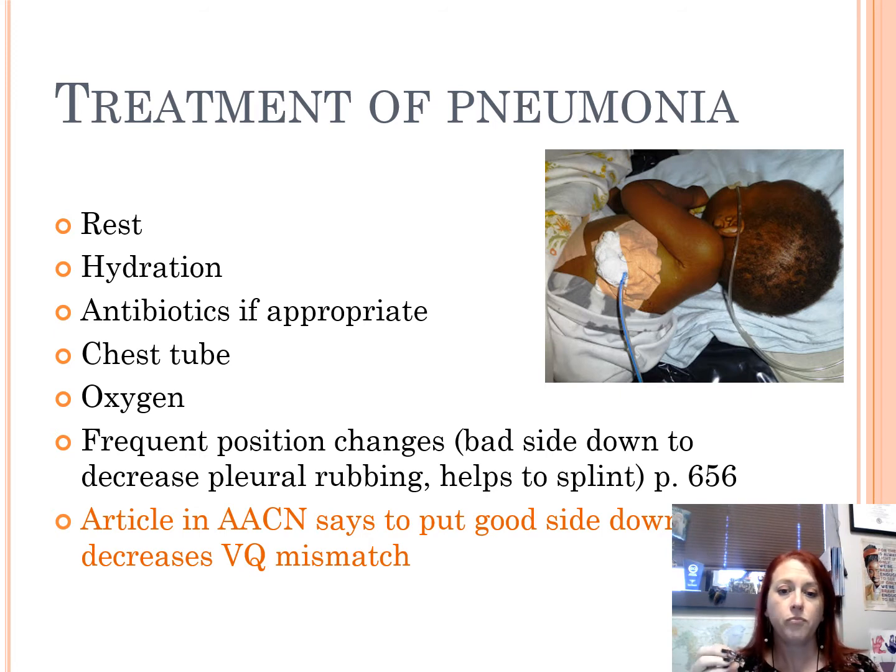So what I want you to know is this new protocol, right? It's not about pain. We can give pain management. If they're having pain, we give pain management. What we really want to improve is their oxygenation, and decreasing that VQ mismatch is your priority, right? So good side down, bad side up. Just like the picture, good side down, bad side up.